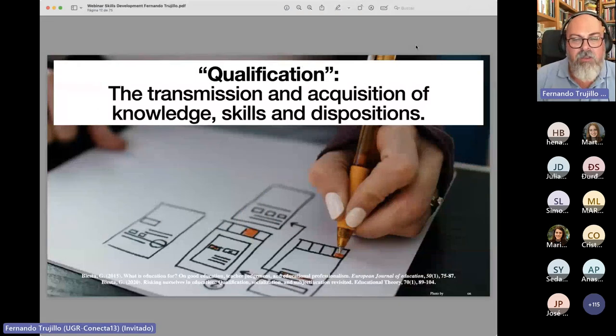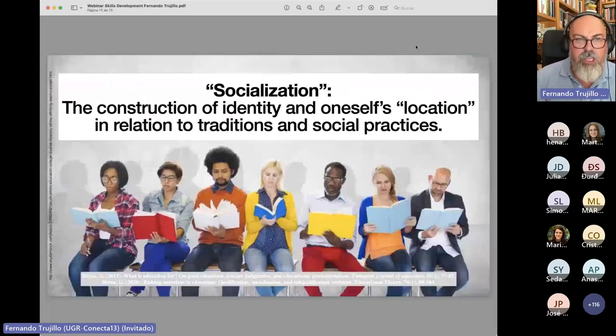The second domain of purpose of educational institutions is qualification, that is the transmission and acquisition of knowledge, skills, and dispositions. So the second question is, how can we promote our students' qualification despite the Coleman report? And thirdly, socialization, according to Gert Biesta's proposal.